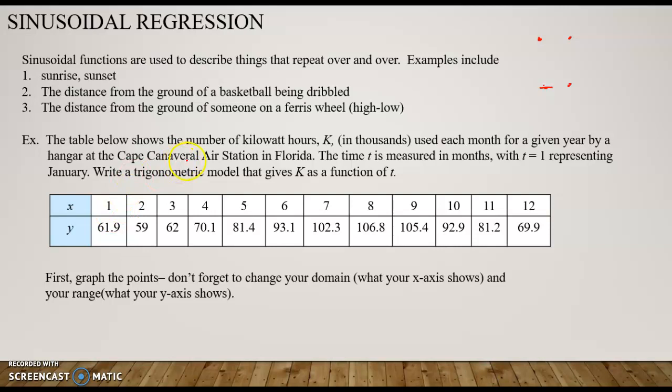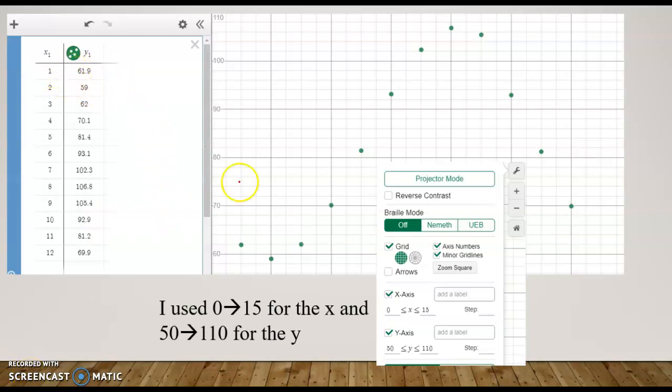Here's one. The table below shows the number of kilowatt hours K in thousands used each month for a given year by a hangar at Cape Canaveral Air Station in Florida. The time T is measured in months. Okay, so right here we've got a table of information that we've got to put in. And don't forget to change your domain on your x-axis and your range on your y-axis. So here we go. My domain only has to be 1 to 12. So I went 0 to 15 just to kind of get it all done.